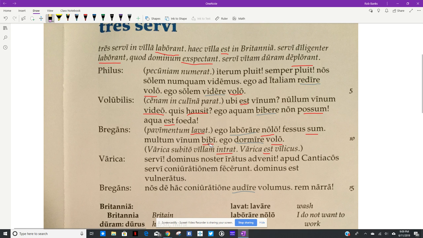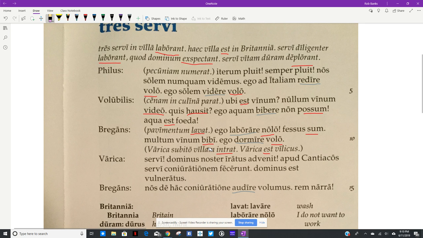Multum vinum bibi. Right? Bibi, that's a perfect tense verb. The ending here is a clue because it's that pronoun I ending. So it means I drank. Bibi, bibisti, bibit. So bibi is I drank multum vinum. I drank much wine. Well, that's the mystery of the wine solved.